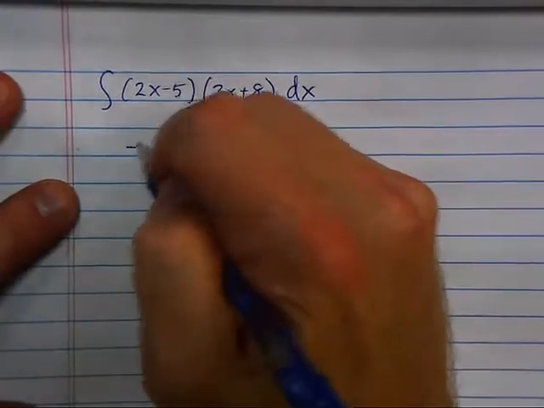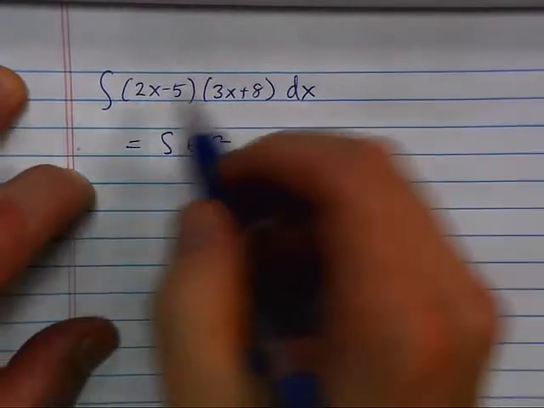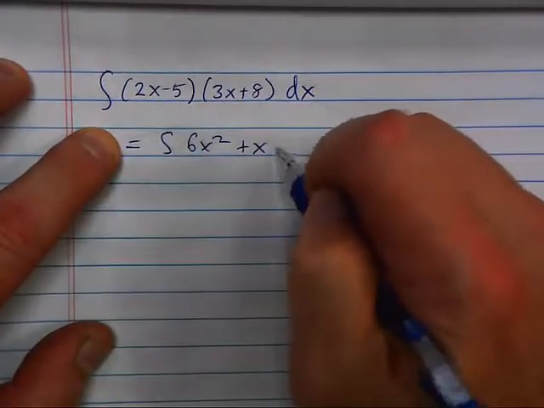You FOIL it out. You're going to have antiderivative of 6x squared. Let's see, what are you going to have? You're going to have 16x minus 15x. That's going to be plus x minus 40.